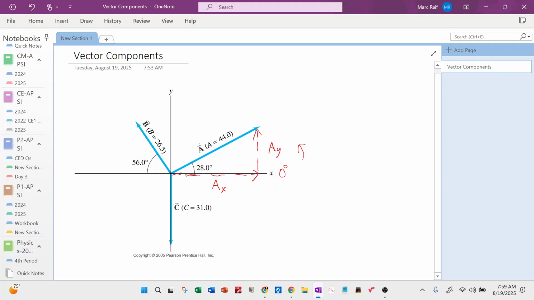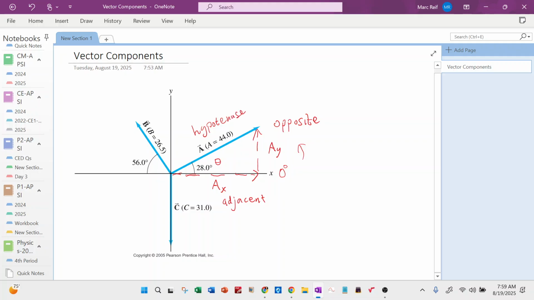Okay, first thing to do is to remember some trigonometry. If this is our angle of interest, we might call that theta, and then this side would be the adjacent side. The AX side is the adjacent side, and the AY side is the opposite side. And then the A vector side is the longest side of the triangle, the hypotenuse.